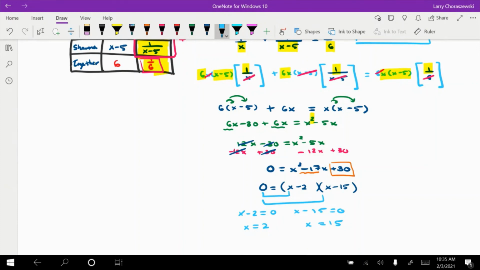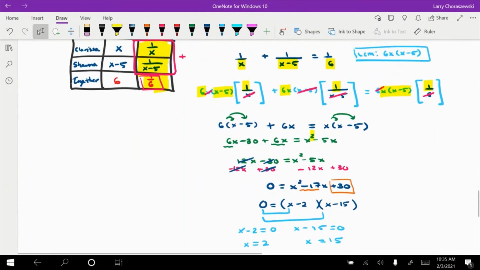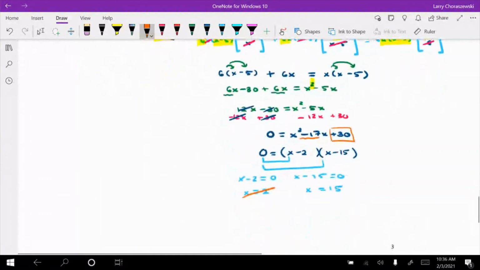I would actually consider the 2, because if you look at our table, using x equals 2 as an answer will make Shauna's time negative 3, so she would complete the job in negative 3 days. And I think it's obvious as to why, we probably wouldn't want to use 2. So nice try, though. I'm going to cross that out because it doesn't have any meaning in this setting. So we should probably opt to use the 15 then.